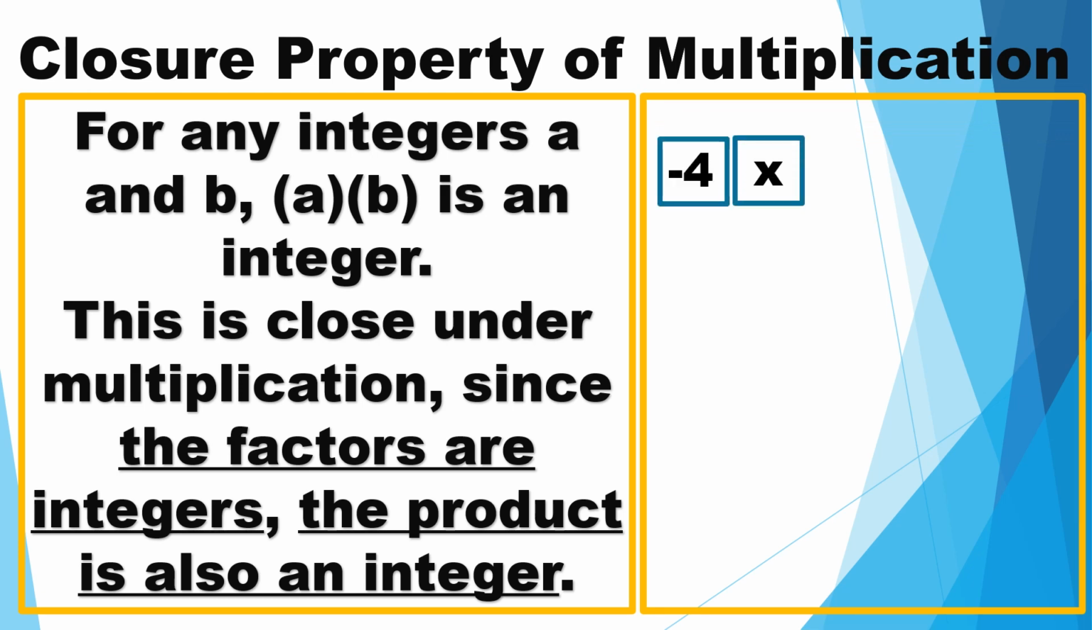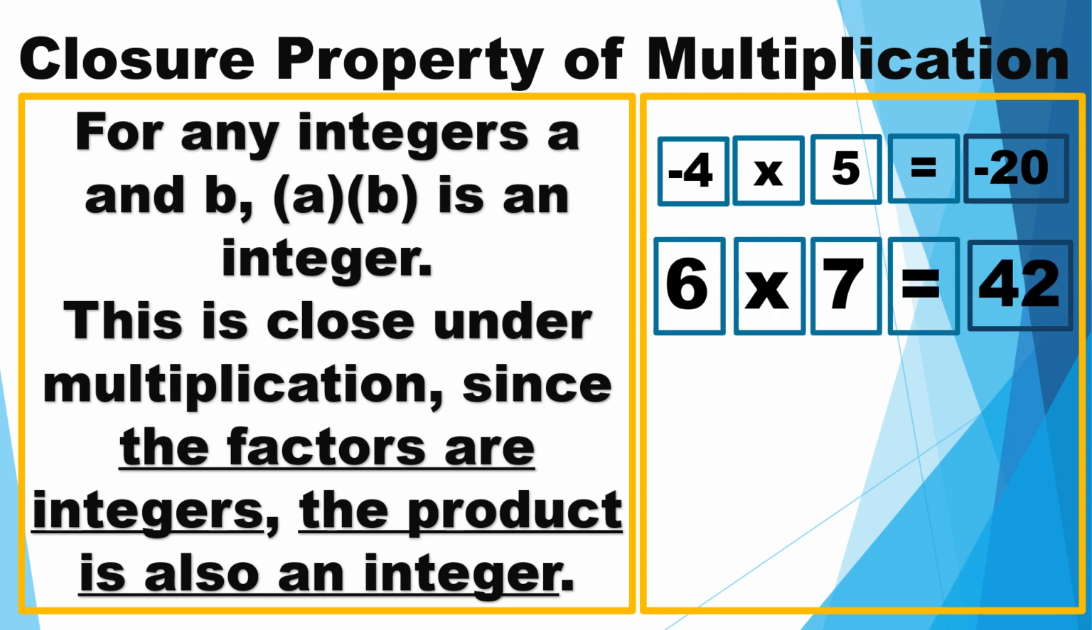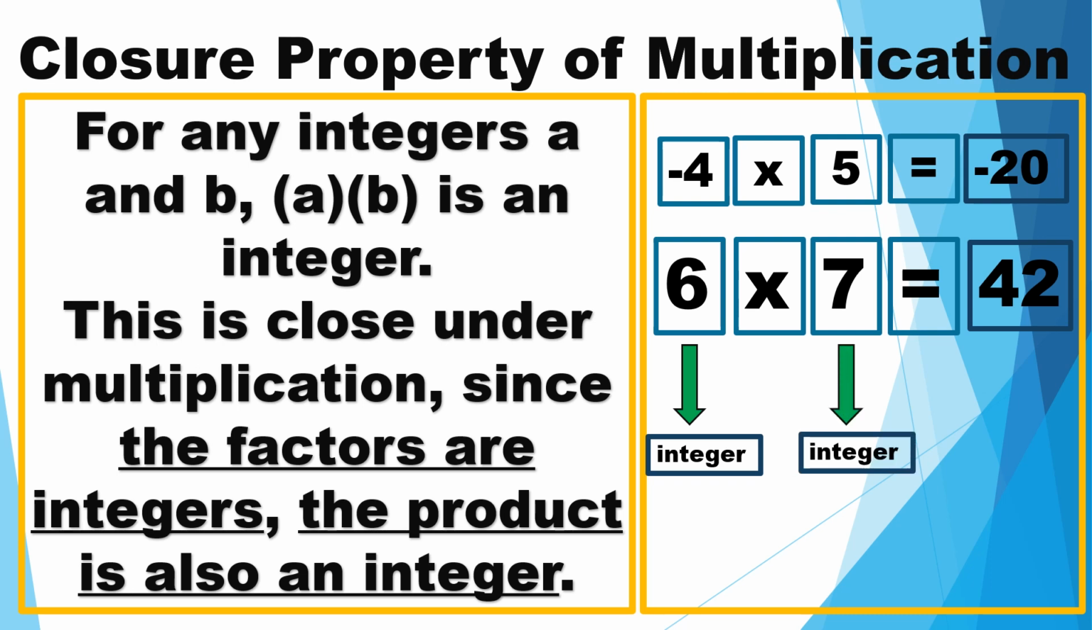Negative 4 times positive 5 is equal to negative 20. Positive 6 times positive 7 is equal to positive 42. Negative 4 and positive 5 are integers. Positive 6 and positive 7 are integers. And negative 20 and positive 42 are integers. Integer times integer is equal to an integer.